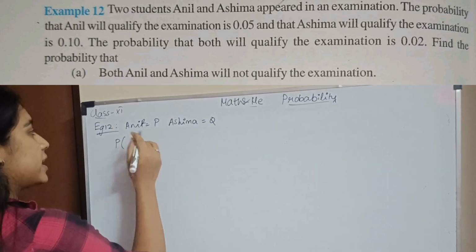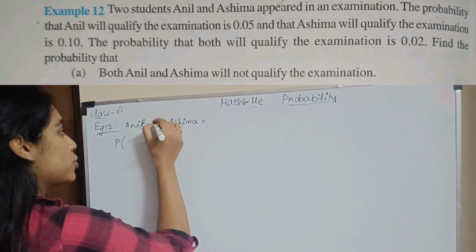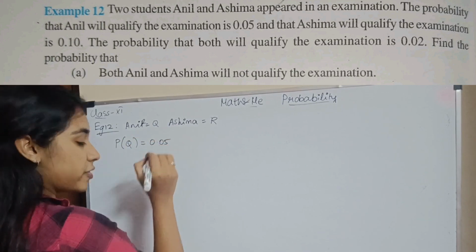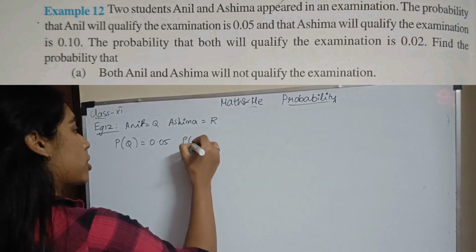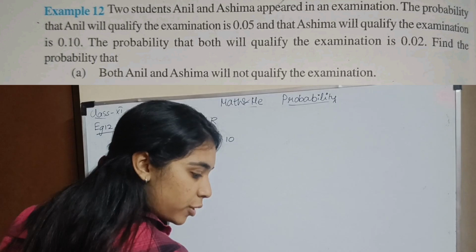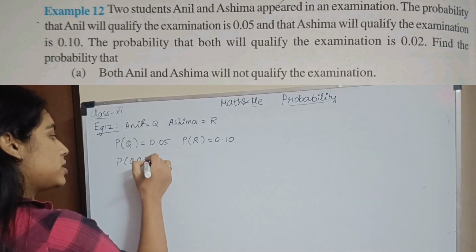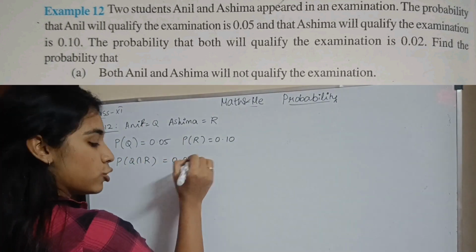So, the probability of P. While using probability, I'll go with Q and R. So, the probability of Q is 0.05, and the probability that Ashima will qualify the exam is 0.10. The probability that both will qualify the exam, what does that mean? Q intersection R, if both of them qualify, that is 0.02.